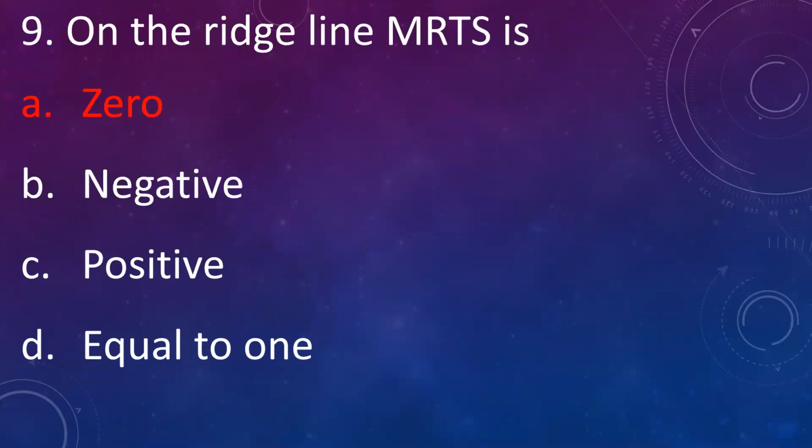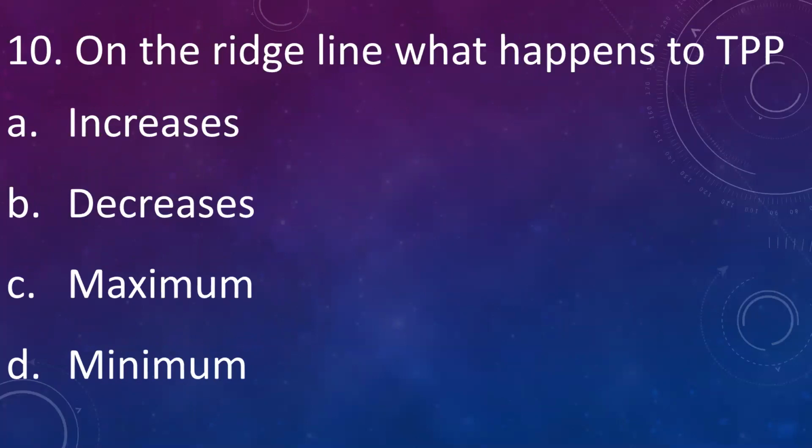Answer is 0. On the ridgeline, marginal rate of technical substitution is 0 because marginal product of the input will be 0. Hence, MRTS is 0. And on the ridgeline, what happens to total product? A increases, B decreases, C maximum, D minimum. Answer is maximum because on the ridgeline, marginal product will be 0. And in previous video, we have seen when marginal product is 0, total product will be maximum. So on the ridgeline, total product will be maximum.